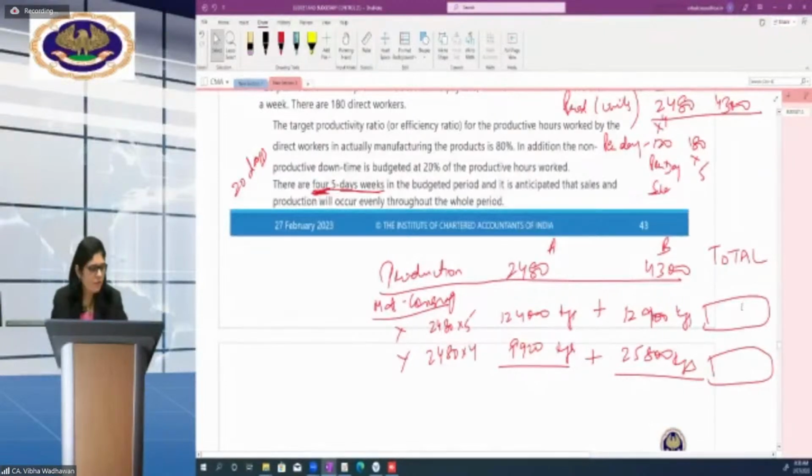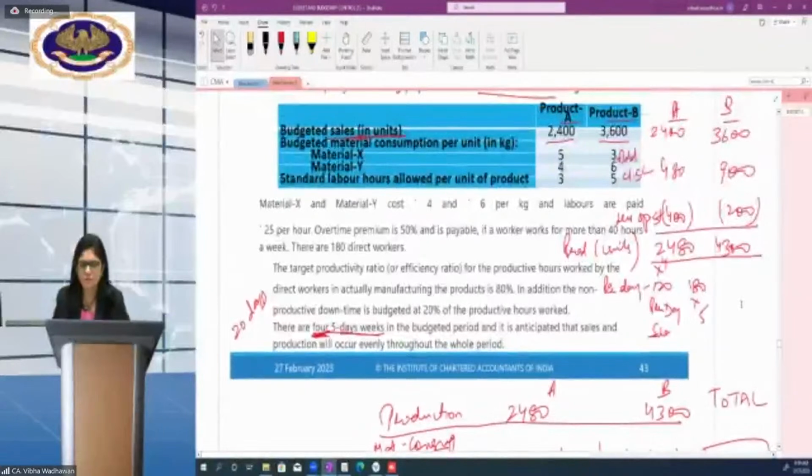Is it 25,800 or any other answer? Product B, material Y consumption, please check the figures. 4,300 into 6. Okay, it is correct.